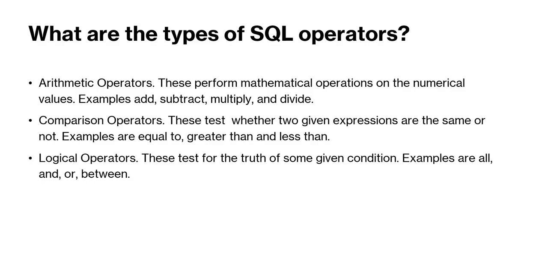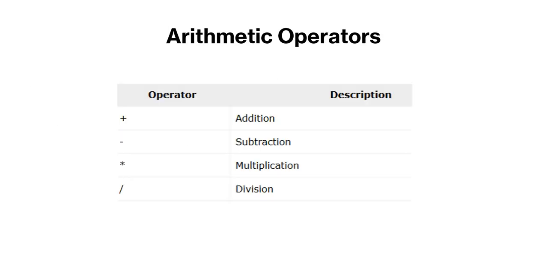Comparison operators, these are equal to, greater than, less than. And I think arithmetic and comparison operators are pretty simple to understand, and I think when you see the symbols, you'll be like, okay, I know what these do. It's the logical operators that are going to get you. And these are the ones that are tricky, and you really have to think about it. And so we're going to go through those in a lot more detail. So logical operators, they test the truth of some condition. Examples are all, and, or, between. These are logical operators, and we'll talk about those a bunch here in a minute.